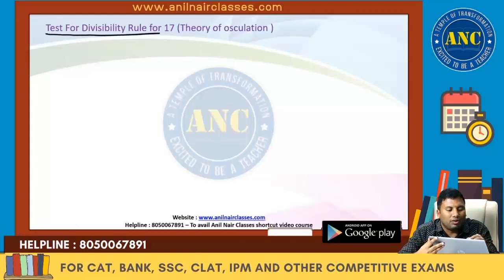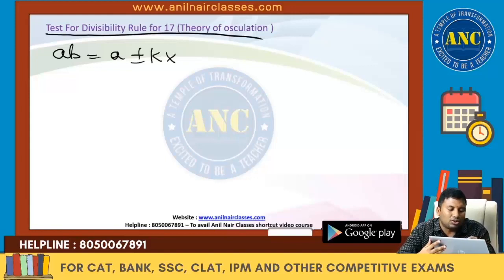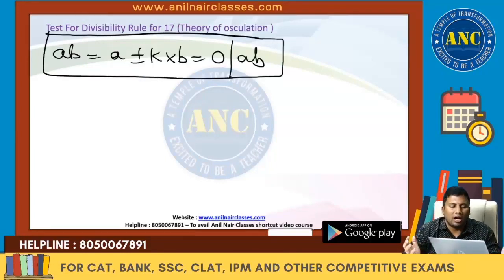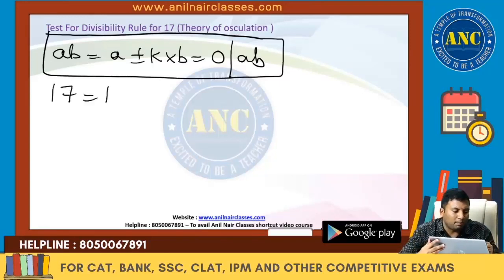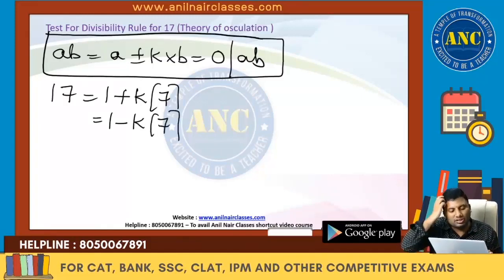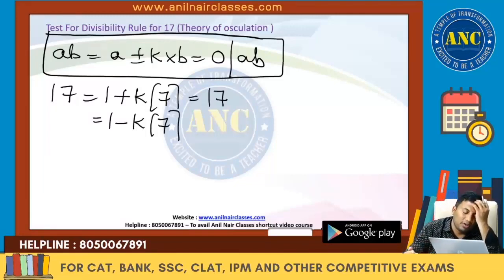Next one, divisibility rule for 17. AB, theory of oscillation. A plus or minus K into B should be either 0 or a multiple of 17. For 17, it is 1 plus K into 7, or it can be 1 minus K into 7. Either it should be 0 or a multiple of 17. If I take K value 1, 7 plus 1, 8. If I take K value 2, 14 plus 1, 15. K value 3, 21 plus 1, 22. K value 4, 29. K value 5.